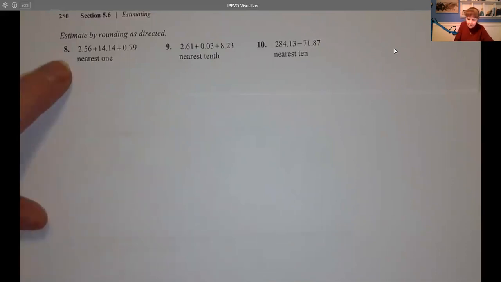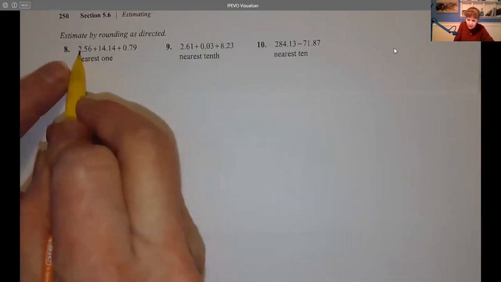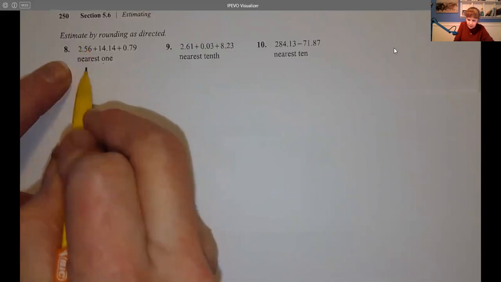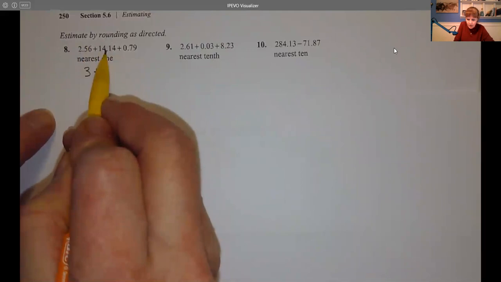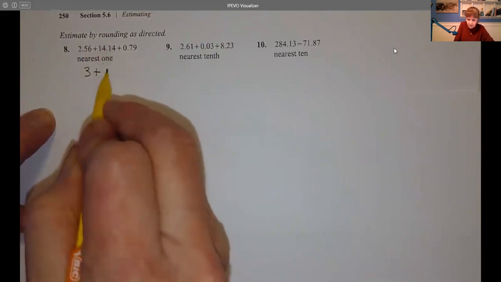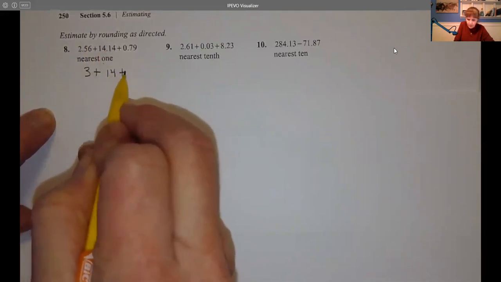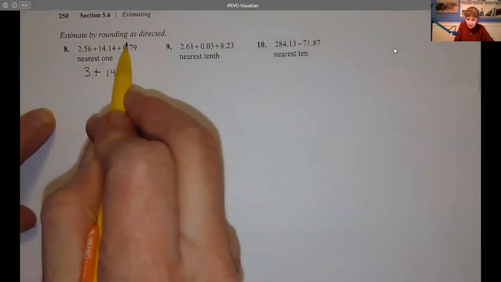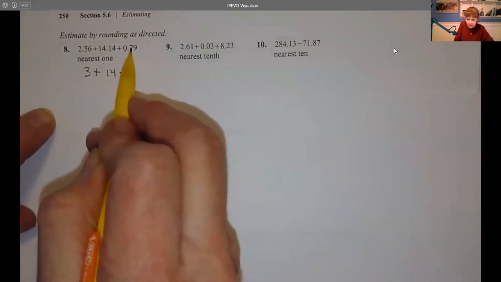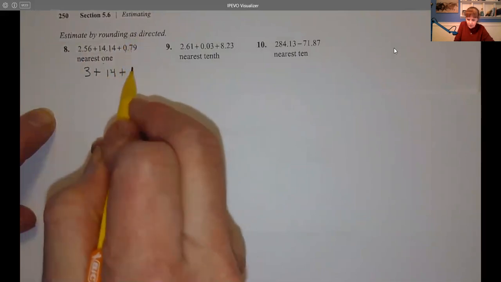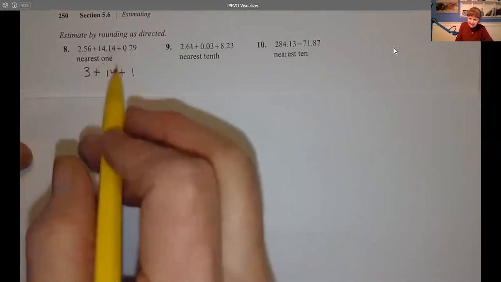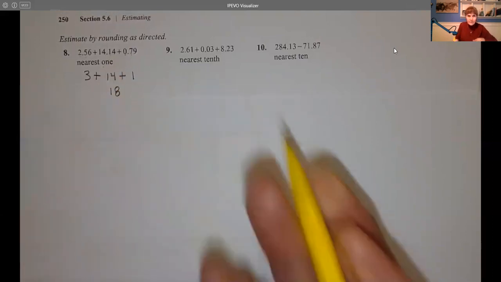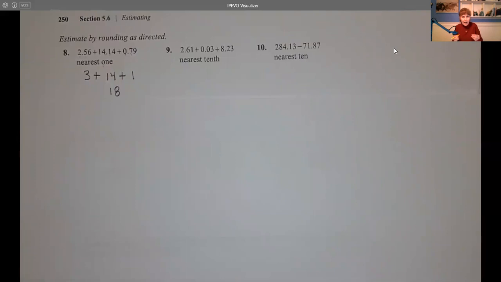So this first one, if I round to the nearest one, I look to the right, this will be 3 plus. Round to the nearest one, I look to the right, I'm going to keep it at 14. Round to the nearest one, I look to the right, it's greater, so I'll increase the 0 to a 1. So our estimate is going to be about 18. So again, you round and then you add.